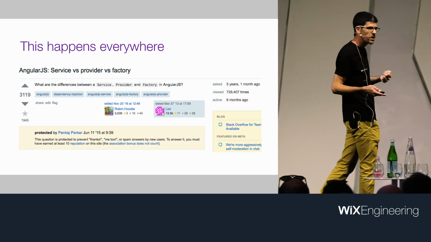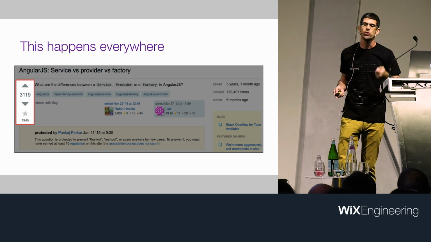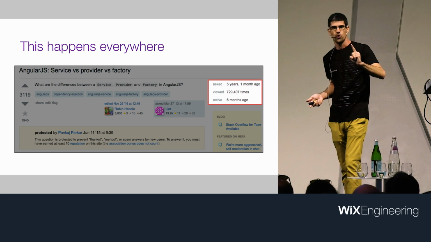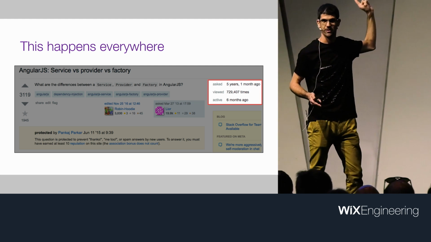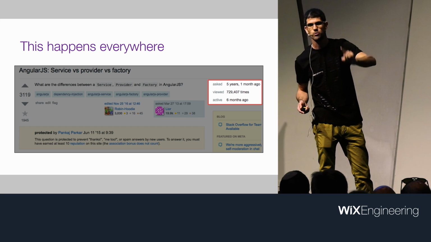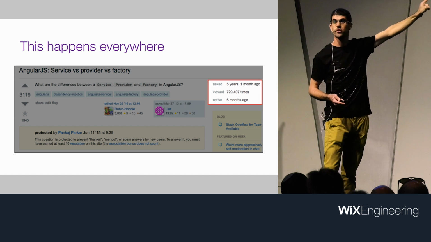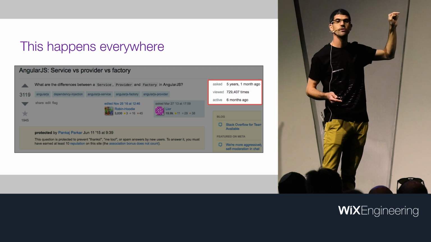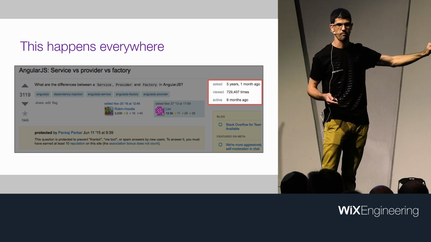I want you to pay attention that this question has over 3,000 upvotes, almost 2,000 stars. It was asked 5 years ago, and active 6 months ago. I took this screenshot 2 weeks ago to make this clear. And over 700,000 views. Hold that number in your head. Think about what Avishai said about 18.5 million developers in the world. This is 4% of the population of developers on planet Earth.